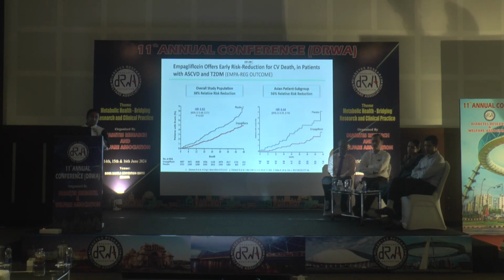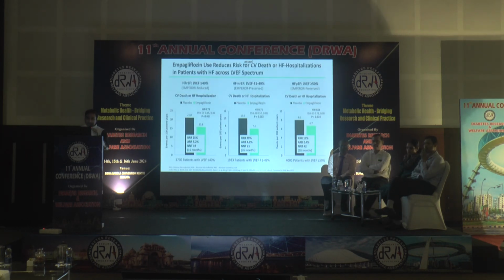The EMPA-REG outcome has actually been a very landmark study, and this has significantly showed that it offers an early risk reduction of cardiovascular death in patients with atherosclerotic cardiovascular disease coexistent with type 2 diabetes. And a lot of subpopulation study of the EMPA-REG study has also been done, and one such is the Asian patient subgroup. So that kind of correlates with the population that we deal with in our day-to-day practice.